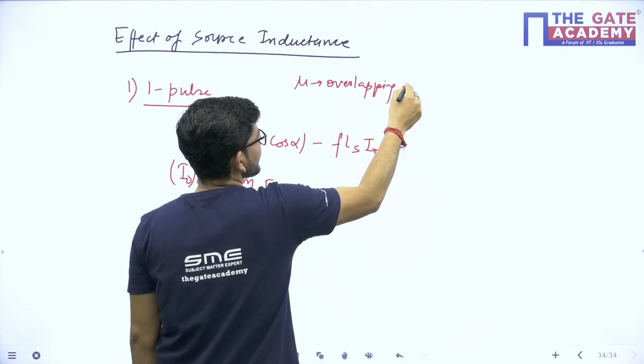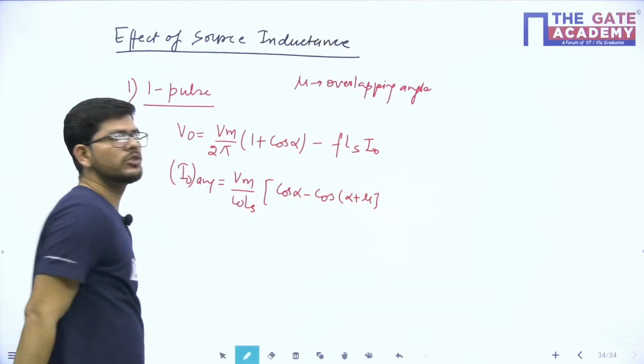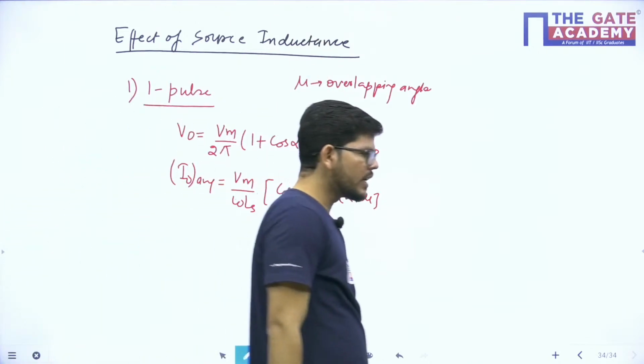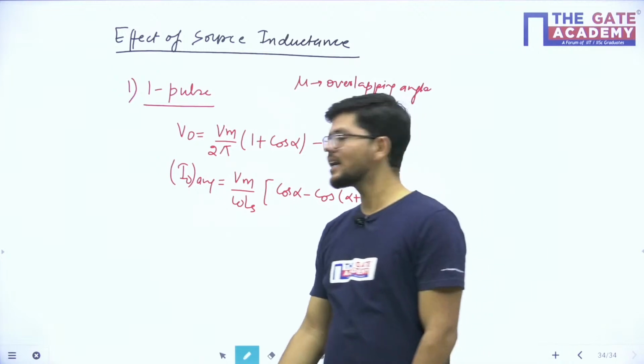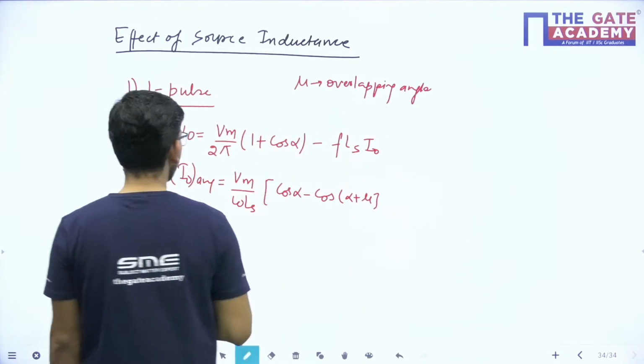Mu is what? Mu is the overlap angle. Okay. So due to the source inductance, the net average voltage experiences a reduction, and that reduction is what? In single phase we have FLS I naught.